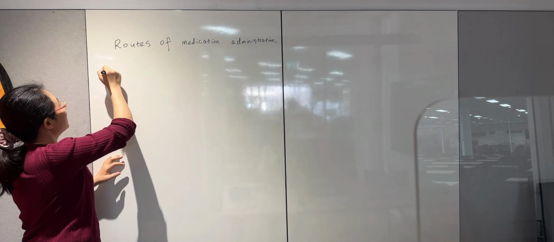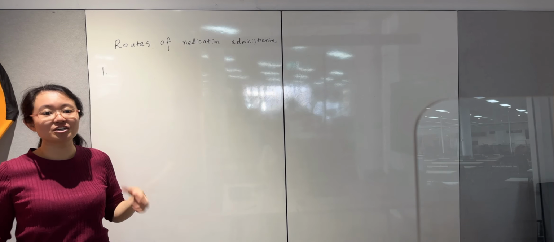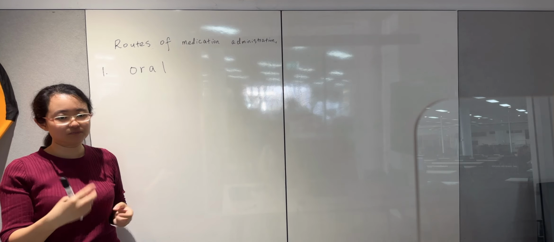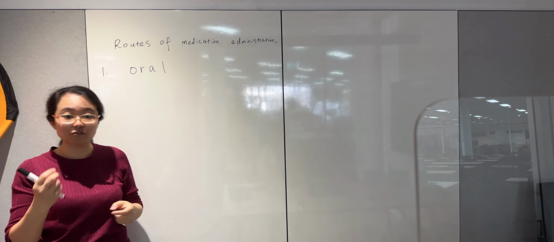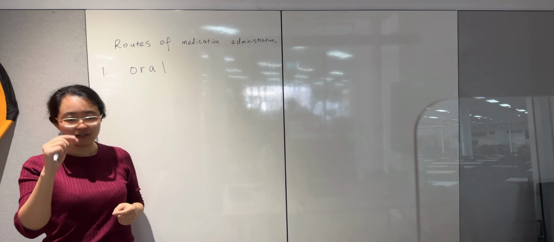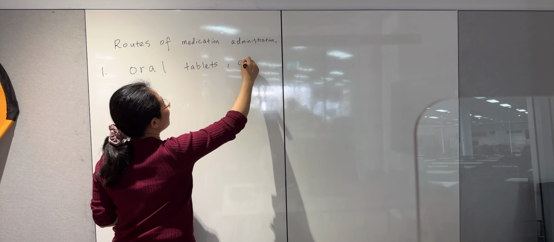The most common route of giving medication is through the mouth. We call it oral medication administration. You give the medication through the mouth. Oral medications come in different forms, such as tablets, like the medication pill, or capsules. Different formats of the oral medication, like tablets or capsules.